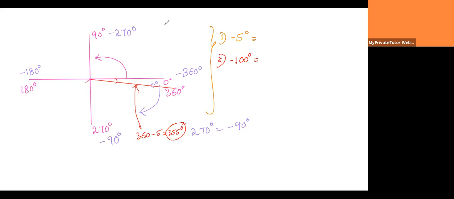Okay, let me take a different color. This is minus 100. I hope everyone agrees to this. No, we always subtract from 360 because 360 is the complete angle, the full angle, Joseph. So we have to subtract from 360. So 360 minus 100, it's as straightforward as that.